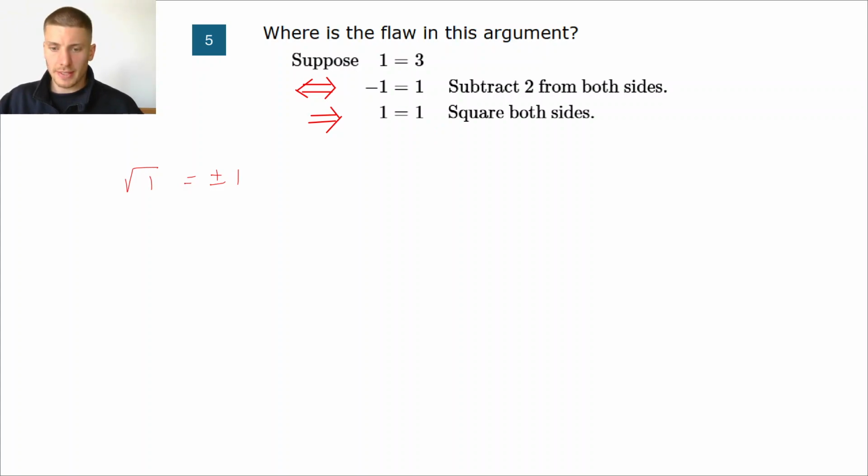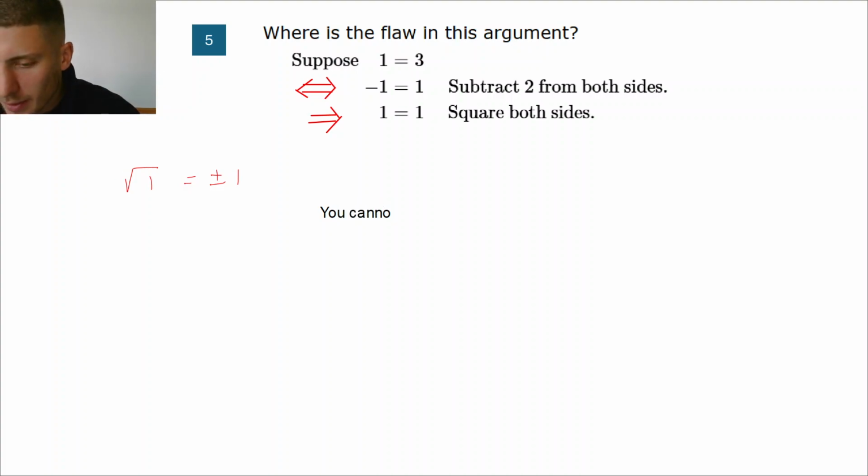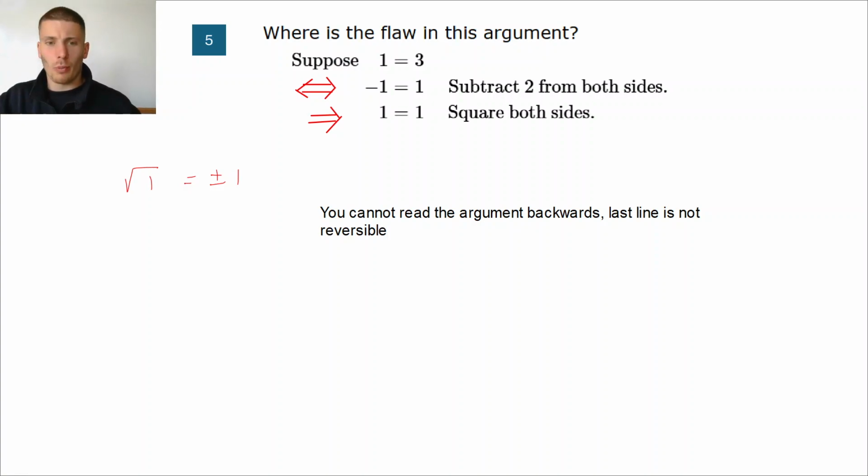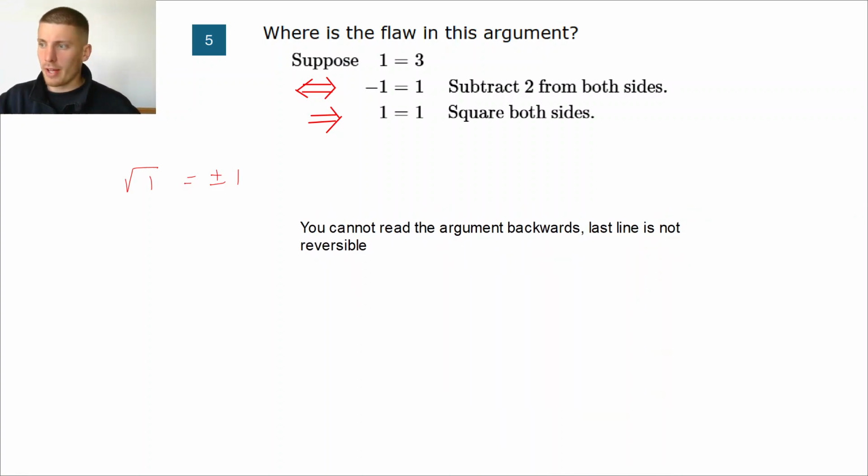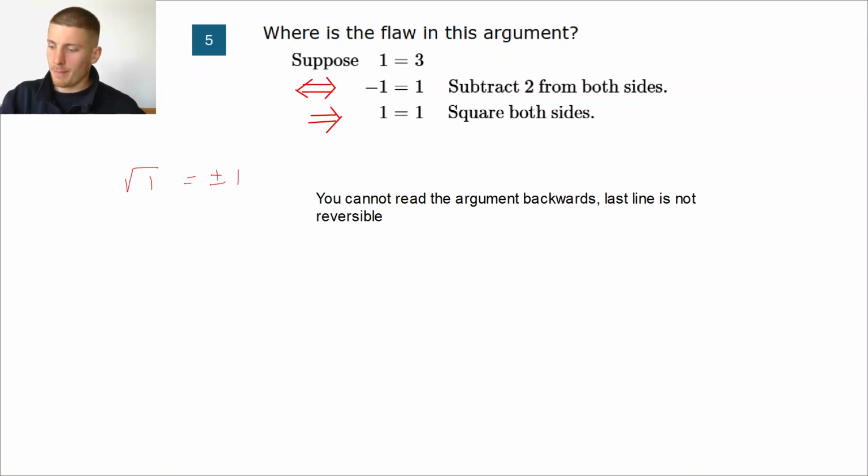So let's do that, and let's do that up here. So where is the flaw in the argument? Something like, you cannot read the argument backwards, because the last line is not reversible. Okay, actually, maybe typing it in might be a little bit long-winded in the future, but there we go. That is the answer.